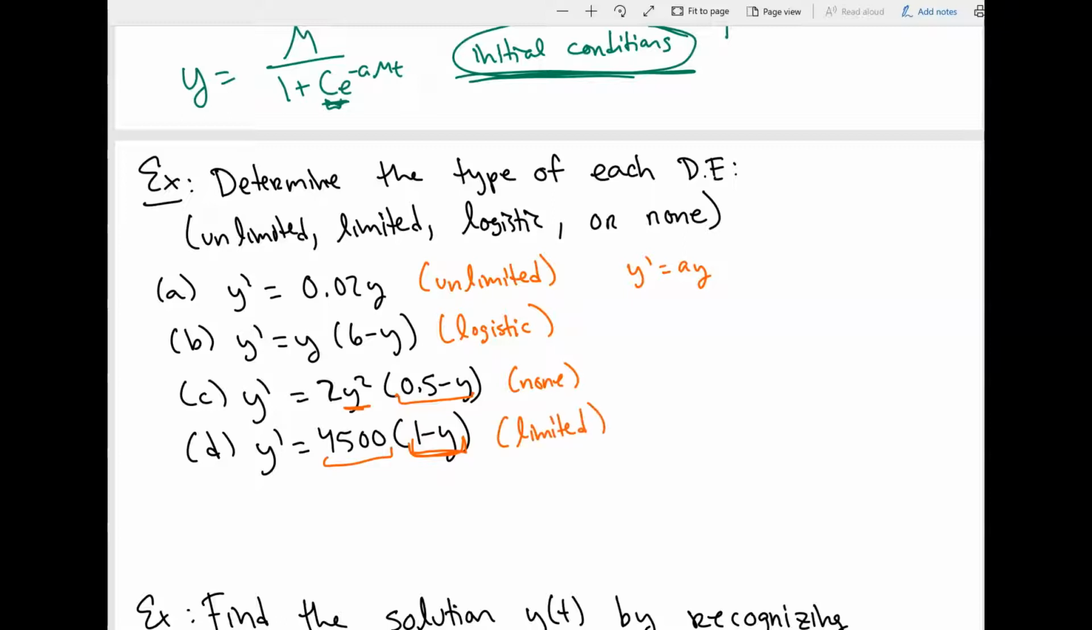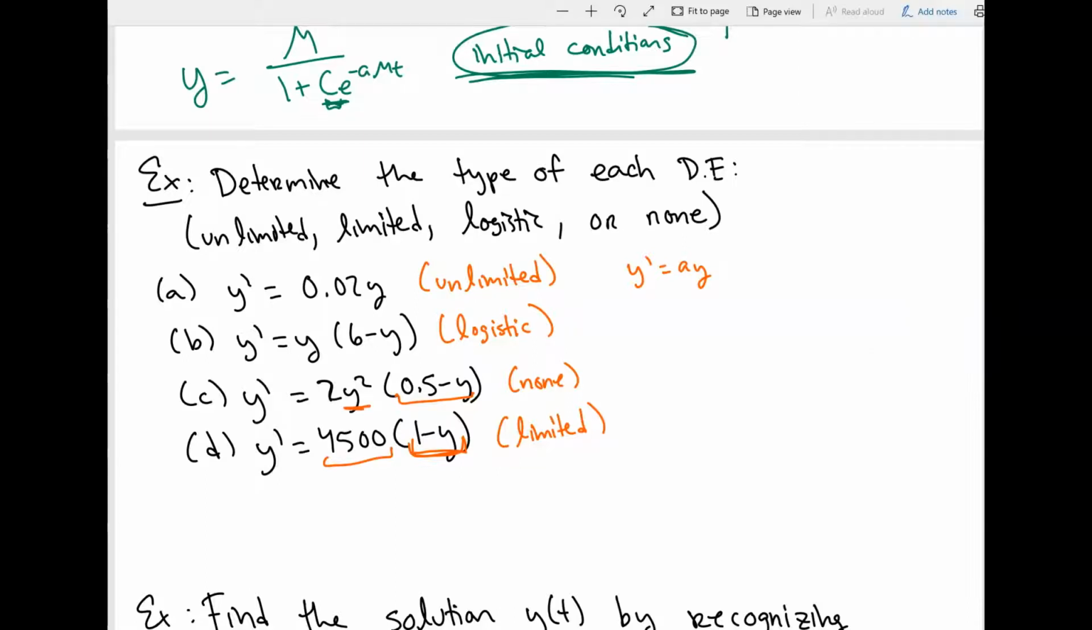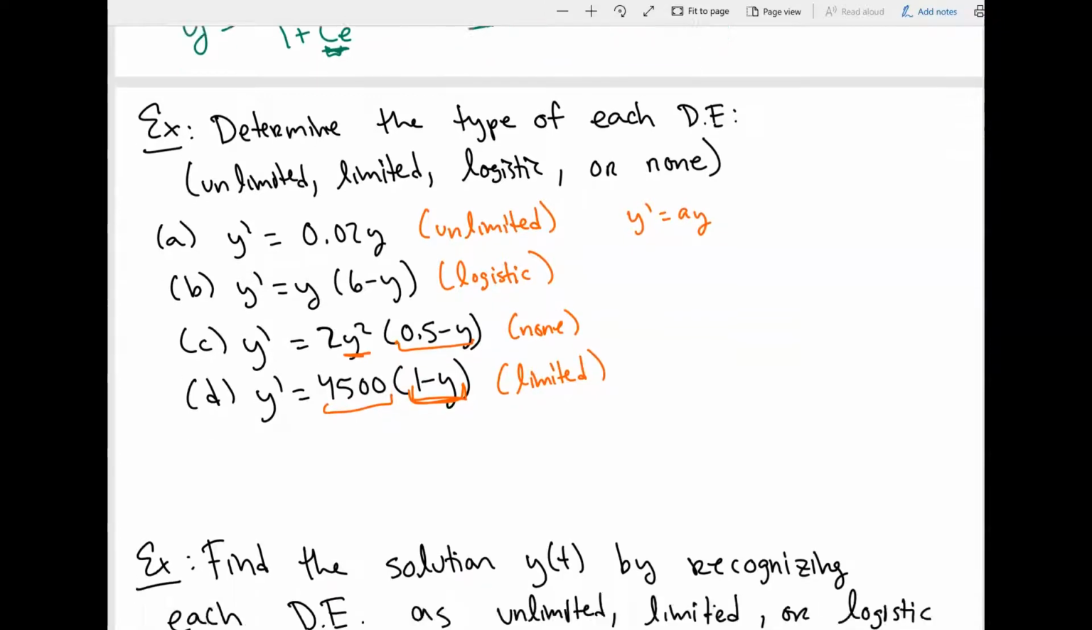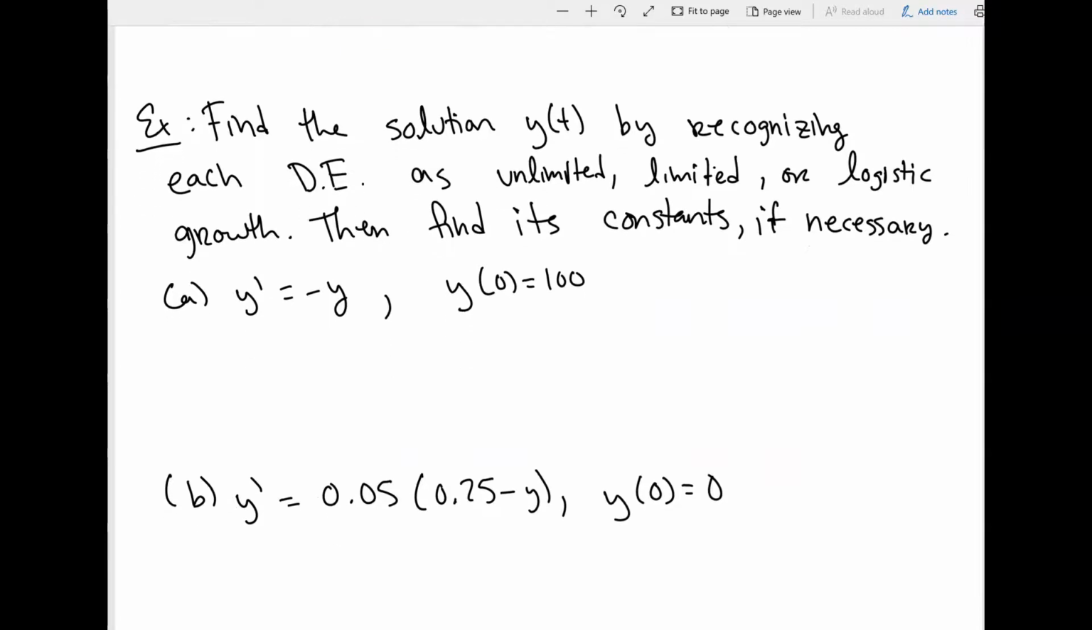Sometimes you might have to factor a couple of things, like we'll do in the next problem. Here it's really easy to figure out which one is limited, unlimited, or logistic. You just have to look at the differential equation. Now let's find the solution y of t by recognizing each differential equation as unlimited, limited, or logistic, and then we're going to find its constants if we need to.